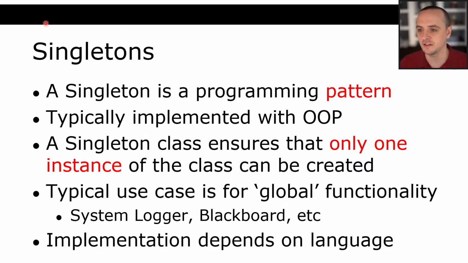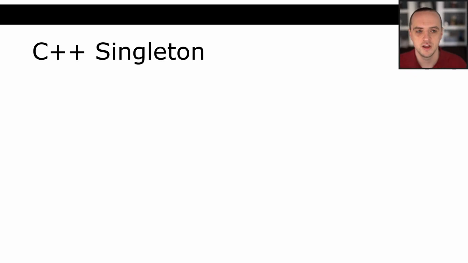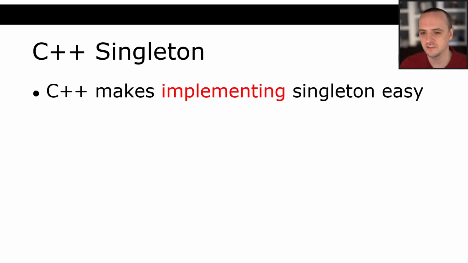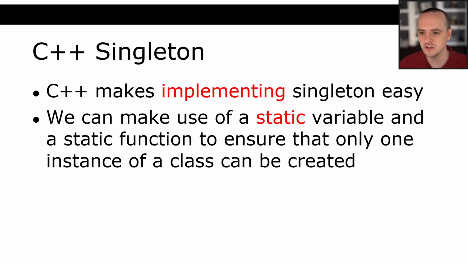Now, singletons are not the only way to implement this functionality, but in my opinion, they are a safe way to implement global functionality, and so why wouldn't you use them? All right, so C++ makes implementing singletons very, very easy. We can make use of a static variable and a static function to ensure that only one instance of a class can be created.